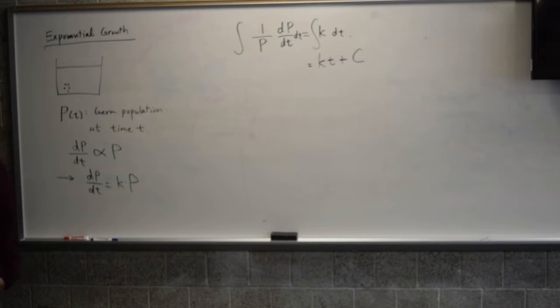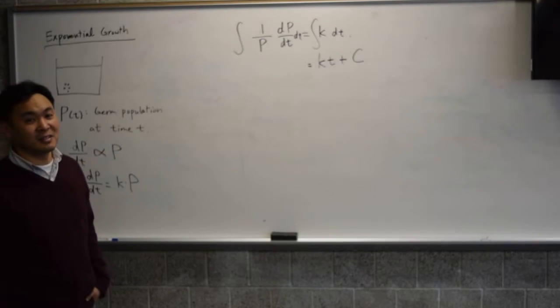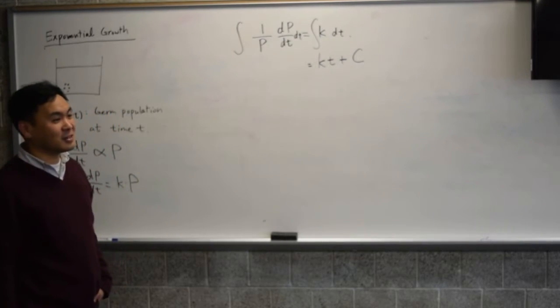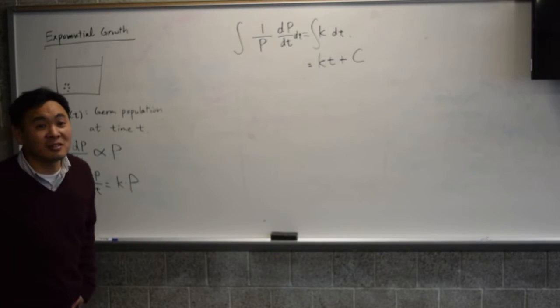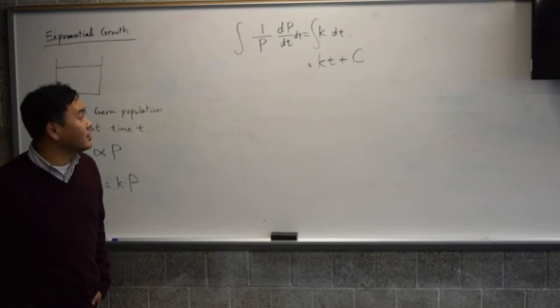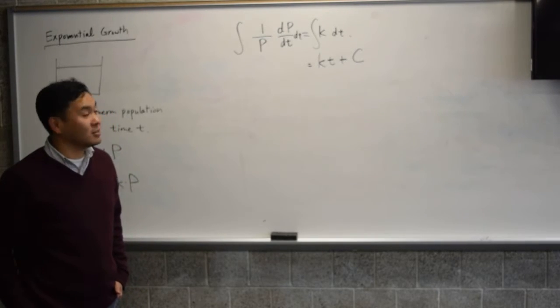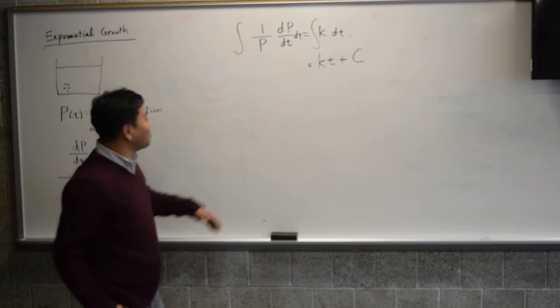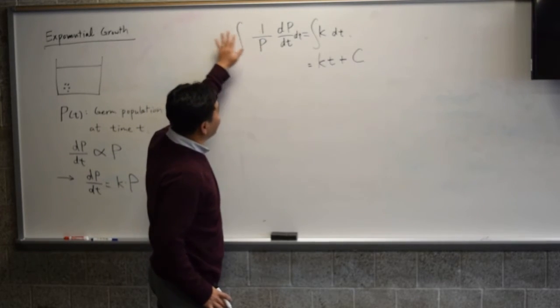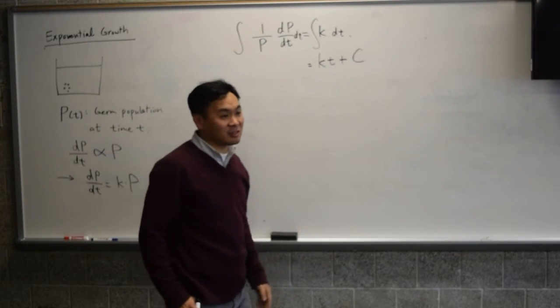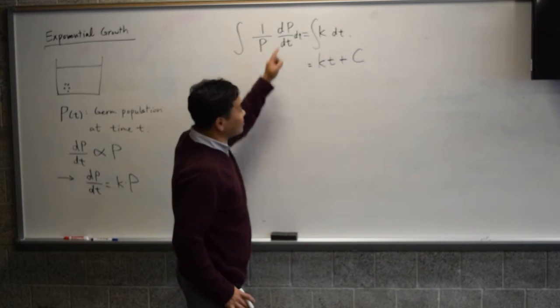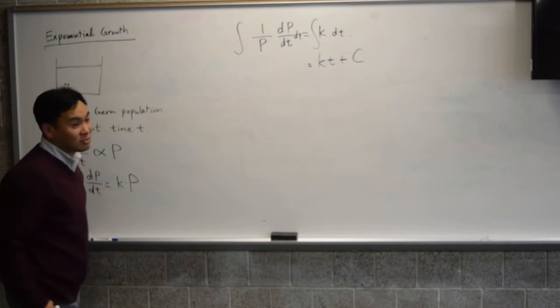What about the left side? Do you know how to integrate this? I'm curious to know if anybody can. Yes? Is 1 over p just a constant right there? No, p is a function of t. So you're right, if 1 over p was a constant, you could pull it outside and then you just have p again, but that's not what it is. They're both functions of t.